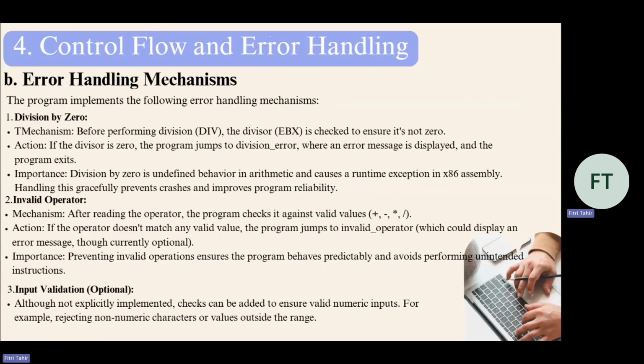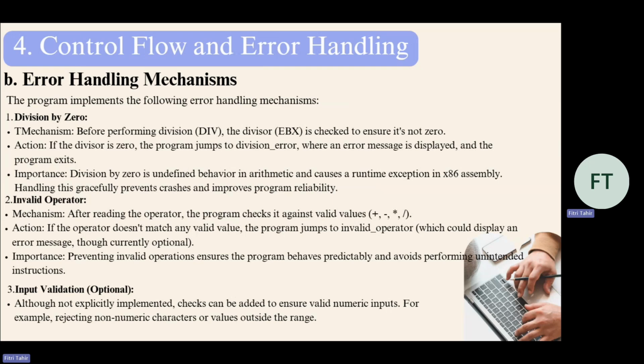Error handling mechanisms. The program implements the following error handling mechanisms. 1. Division by 0. Before performing division, the divisor is checked to ensure it's not 0. If the divisor is 0, the program jumps to division error, where an error message is displayed and the program exits. Division by 0 is undefined behavior in arithmetic and causes a runtime exception in x86 assembly. Handling this gracefully prevents crashes and improves program reliability.